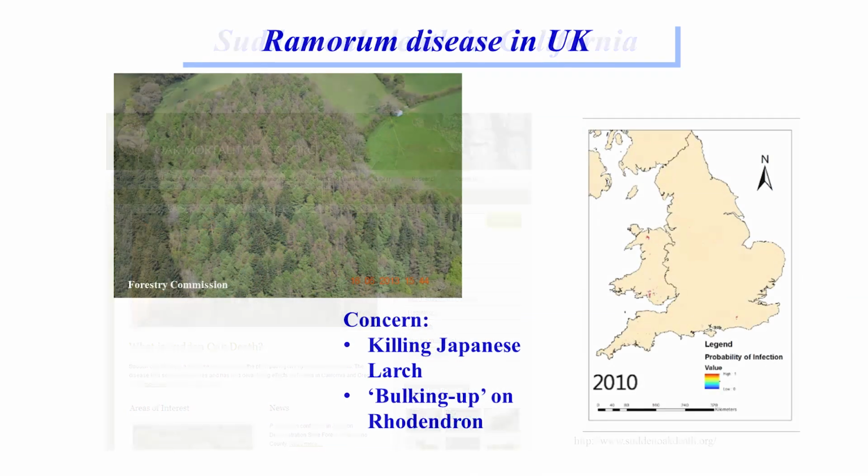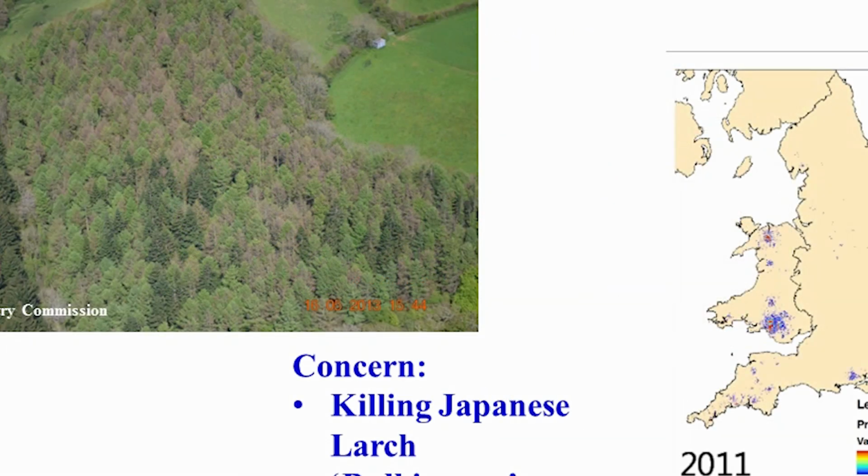And also the death of larch. A little hesitation there because I had hoped to have a slightly different slide to show you here. And this spreading, here we see the spread happening over time. That's the prediction, as you see time changing here, of where this rather important disease killing Japanese larch that bulks up on rhododendron is likely to have its major effects in Wales and predominantly in the west of Great Britain.